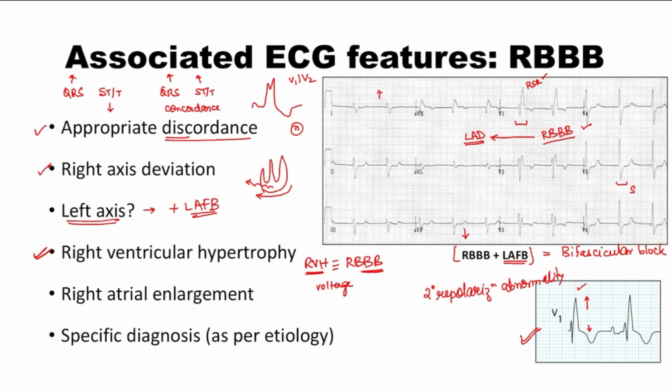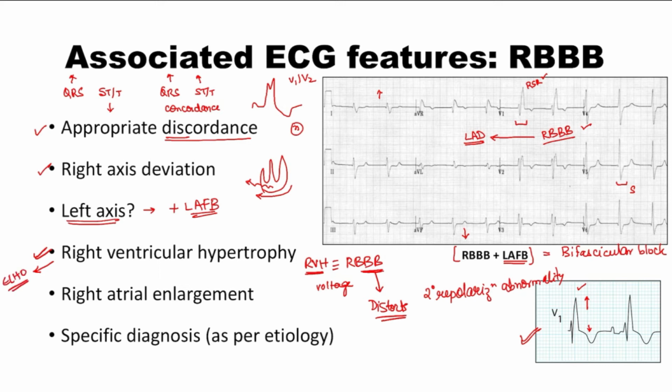The important point, however, to note is that the RVH is diagnosed on voltage criteria, but if the patient's ECG has got an RBBB, this distorts the QRS complexes in such a way that the RVH can no longer be diagnosed based on the typical voltage criteria. Hence, the best way to diagnose RVH in presence of an RBBB is through an echocardiographic study rather than isolatedly on a surface ECG.